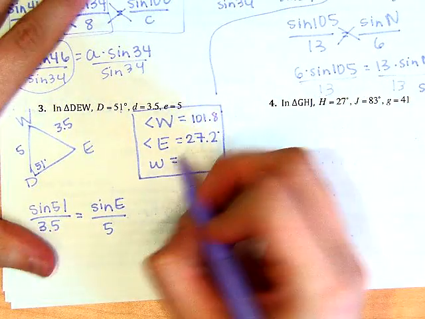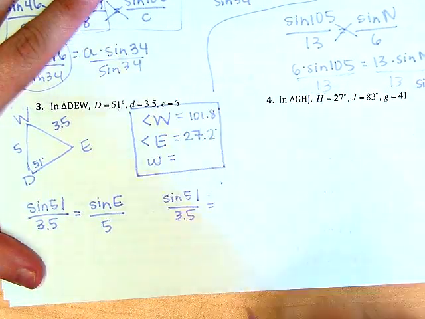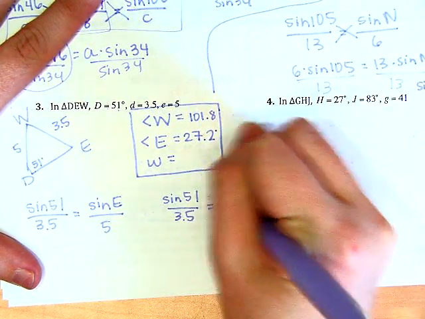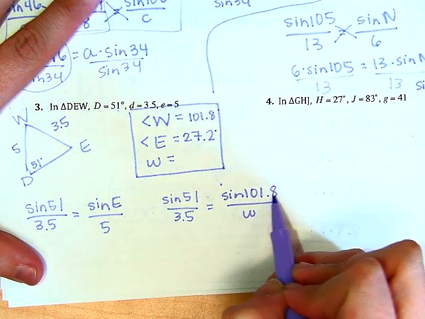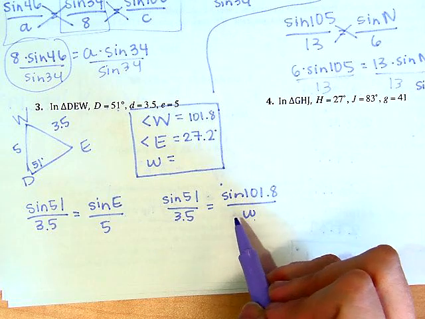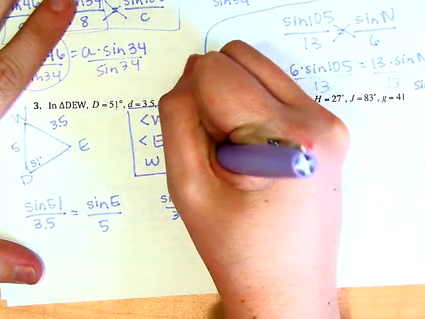To get my last side, I'm going to use sine 51 over 3.5 equals sine 101.8 over W, because my capital W is my angle, and I'm looking for that side. When I cross multiply and solve for W, I get little w to be 10.71.